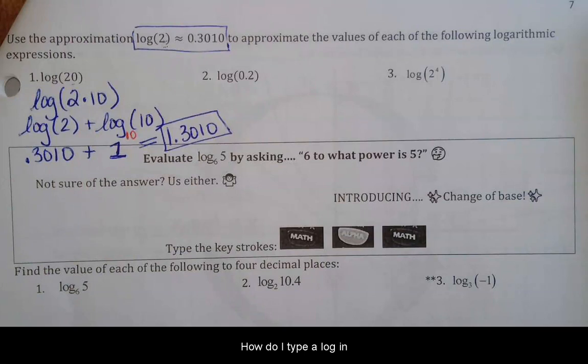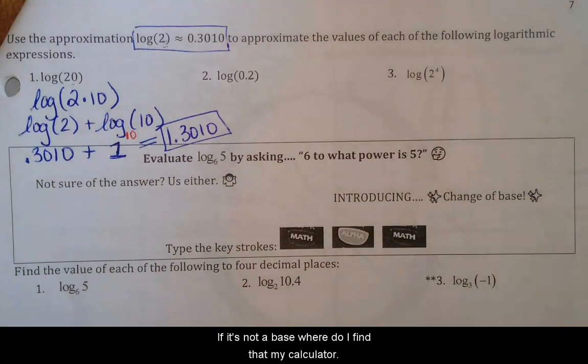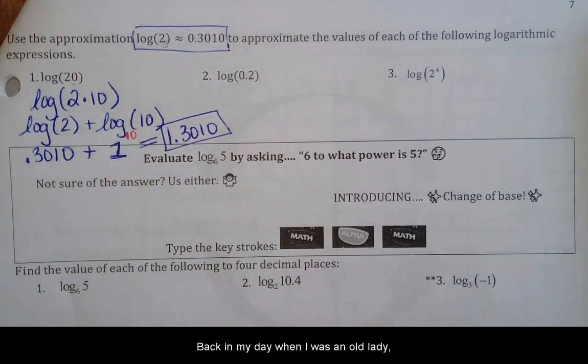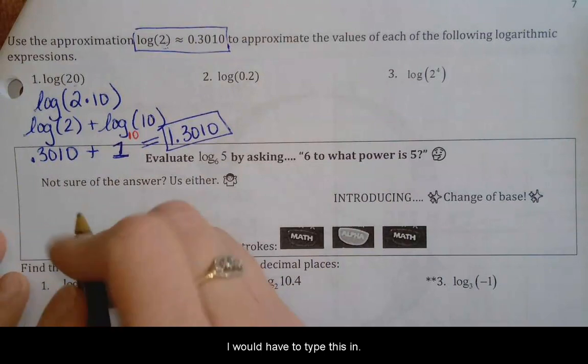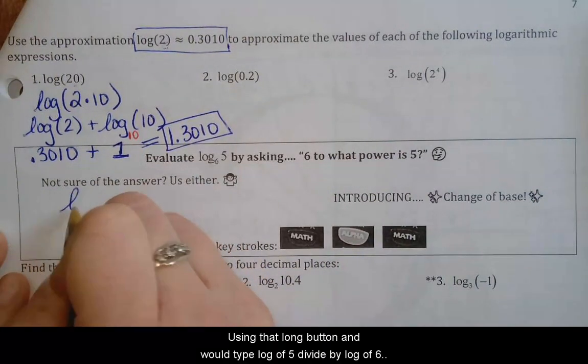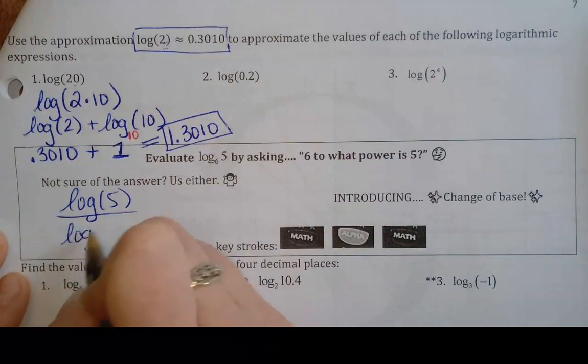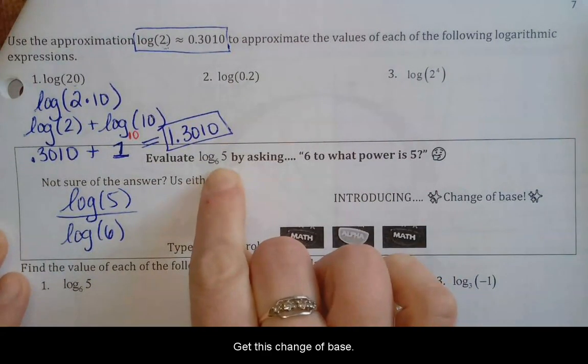So how do I type a log in if it's not base 10? Where do I find that in my calculator? Evaluate log base 6 of 5. Back in my day when I was a young lady, I'm an old lady now, I would have to type this in my calculator using the log button, and I would have to do log of 5 divided by log of 6 just to get this change of base.